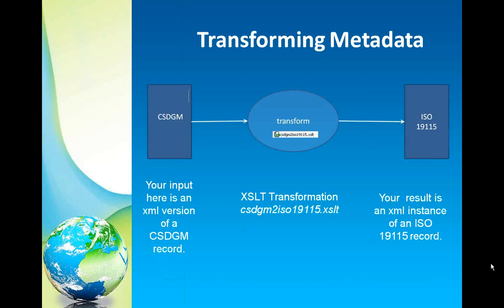So transforming metadata, here's how it works. You have your input XML version, in this case a CSDGM standard record. You apply your transform, your XSLT. Here we chose the XSLT to take the CSDGM to the ISO 19115. So you apply your appropriate transform, and then you get another XML record. Your result is an XML instance of an ISO 19115 record using this content.